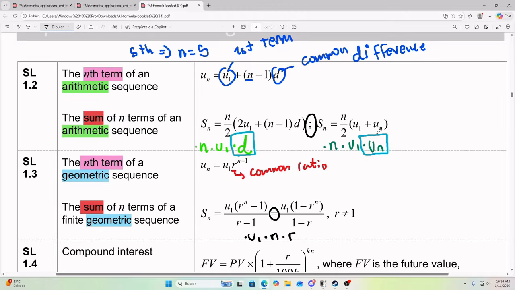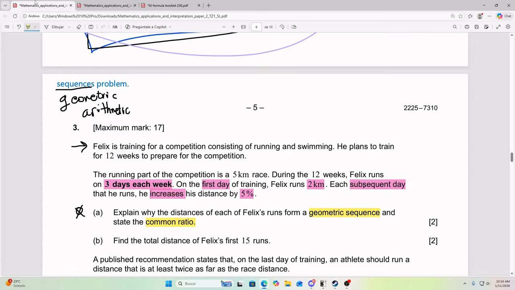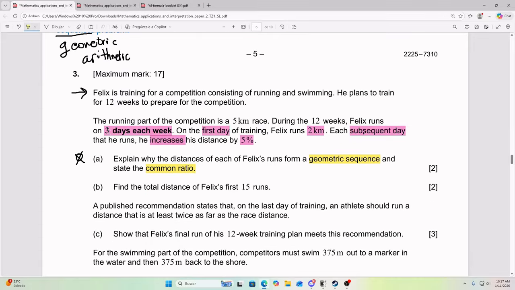All right, enough talking. And the last thing I'm going to mention, which I should have mentioned initially actually, when we talk about arithmetic sequences, it's a sequence that is affected by adding or subtracting. When we have a geometric sequence, it's something that is affected by multiplying or dividing. And so identifying those sort of differences can be very important. Let's go back over here and now let's talk about part A. It says, explain why the distances of each of Felix's runs form a geometric sequence and state the common ratio.